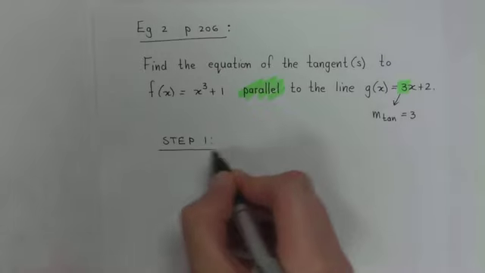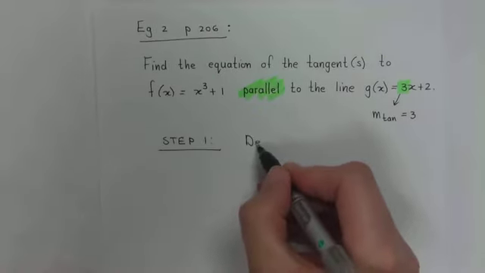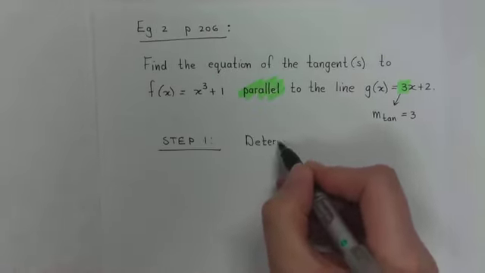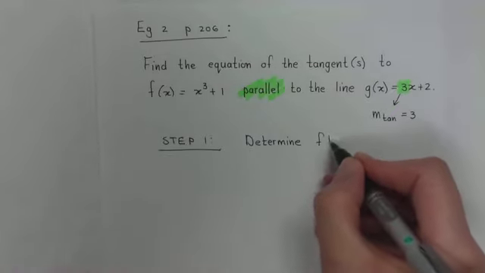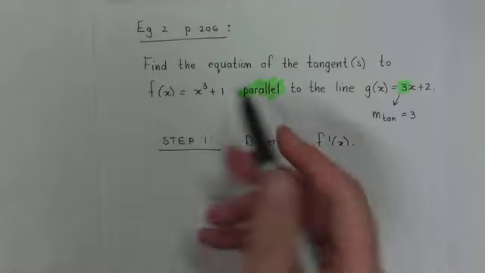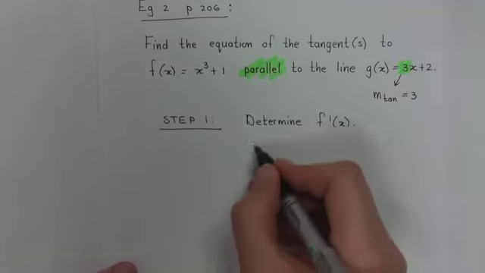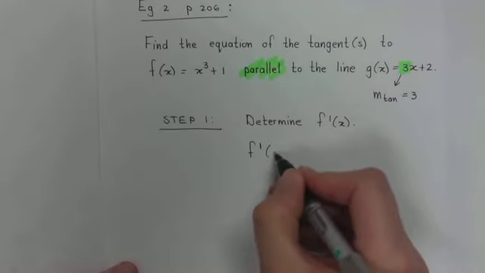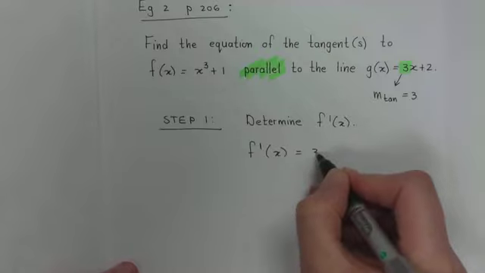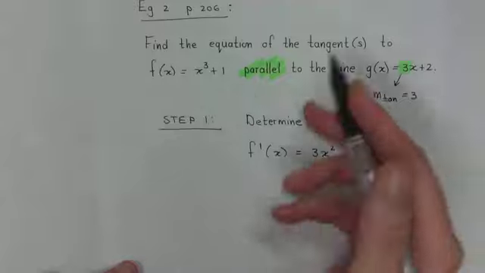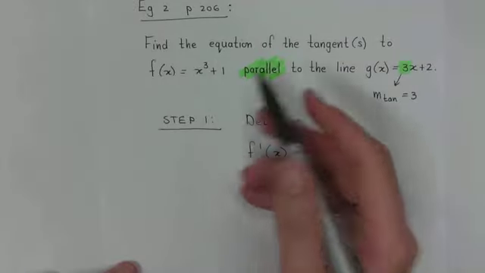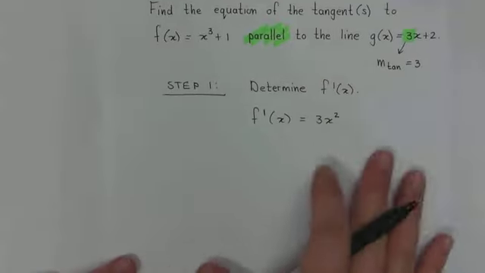Now the good news is step 1 is still determine the first derivative, because we're working with gradients, and gradients require us to work out the first derivative. So determine the first derivative. And I'll go back to this function, saying the first derivative of that function is then equal to 3x, and then I make the exponent 1 less, which means it's 2. And then the derivative of 1, which is a constant, is just 0. So that's the first step.